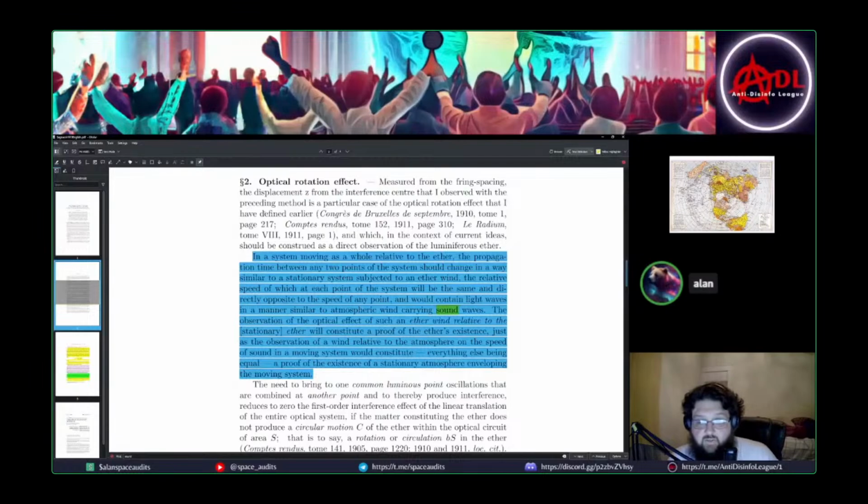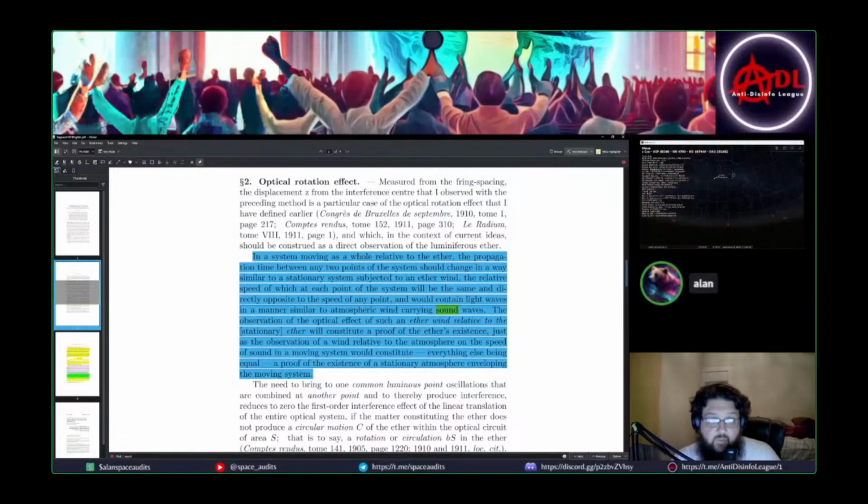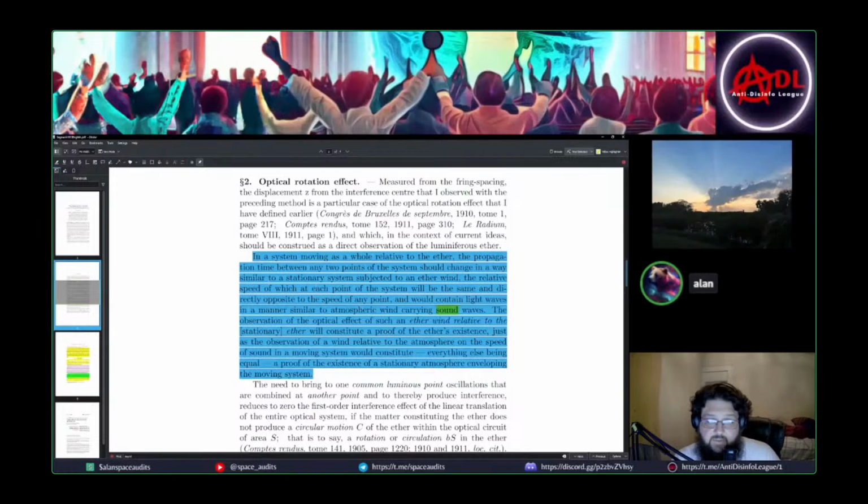So the way that he describes the analogy here, I'll read it off. In a moving system as a whole relative to the ether, the propagation time between any two points in the system should change in a way similar to a stationary system subjected to an ether wind. The relative speed at any point of the system would carry light waves in a manner similar to atmospheric wind carrying sound waves. So it's getting that propagation speed boost, and it's catching a delay, right? So going upstream and downstream kind of way because it's all flowing in one direction, right? East to west.